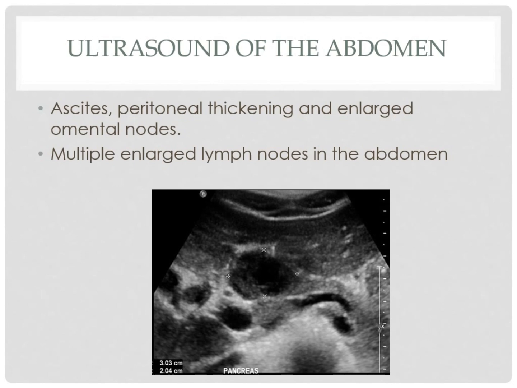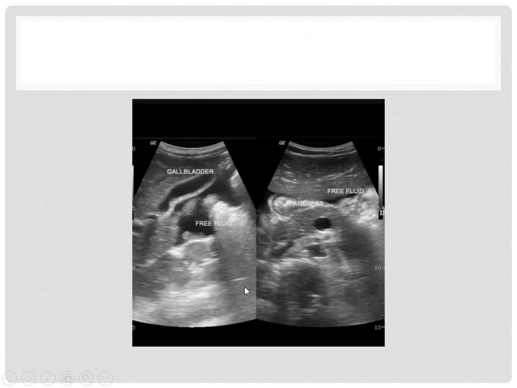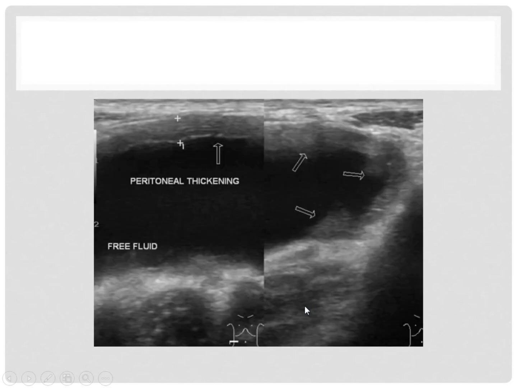Ultrasound may show ascites, peritoneal thickening, and enlarged omental nodes, any signs of infection, inflammation, multiple enlarged lymph nodes in the abdomen. This is a lymph node. This is free fluid, and near the gallbladder. And you can see the free fluid also. Here. This is peritoneal thickening. This is an advanced case of TB.